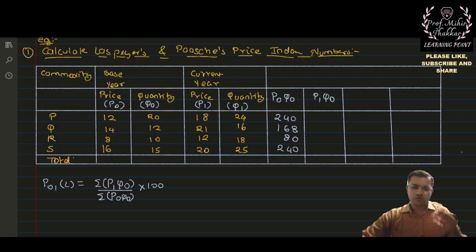In fact, I should not say subtract, you just have to add all these values, so you would be able to do that quite easily. Now let's do the working for P1 into Q0. 18 into 20, 18 into 2 is 36, so that gives me 360. 12 into 21, that will give you 252 if you multiply both the values. 10 into 12, that will give you 120. And 15 into 20, that will give you 300.